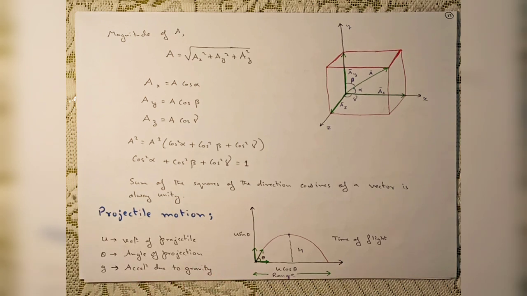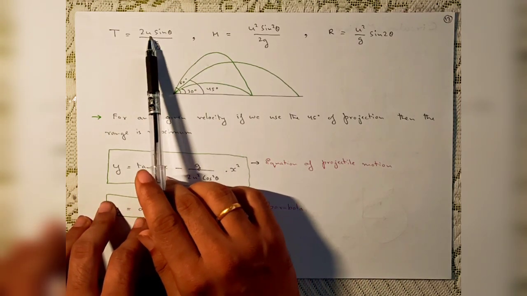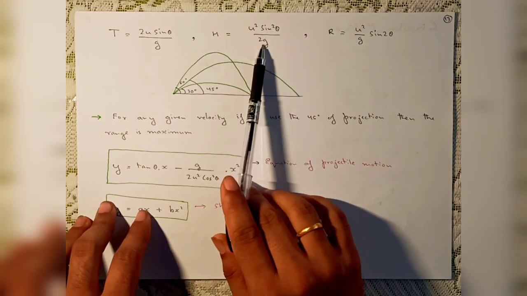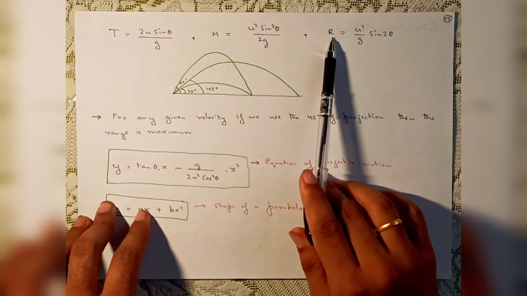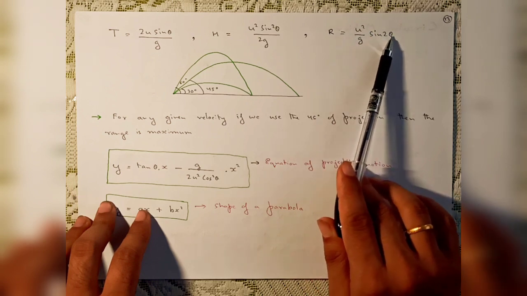So these are the three important relations that need to be understood in order to solve some numerical problems, and it becomes a little important with respect to your NEET exams. Here, u is the velocity of projection, theta is the angle of projection, and g is the acceleration due to gravity. The formula for time of flight is 2u sine theta divided by g, for height it is u square sine square theta divided by 2g, and range is u square divided by g times sine 2 theta.